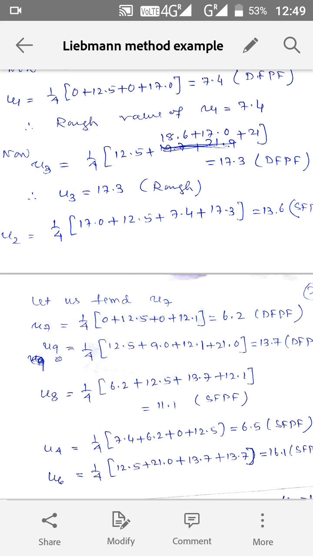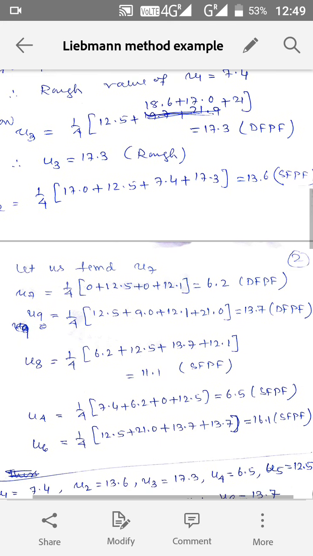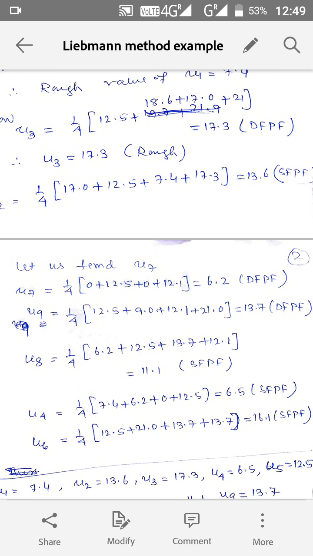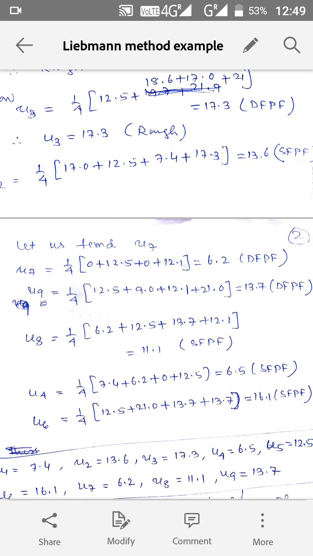Now in a similar manner, let us find u7 and u9. u7 and u9 can be calculated by using the diagonal 5-point formula, because u5 is known, and we will get u7 equal to 1/4 (0 + 12.5 + 0 + 12.1), and that is 6.2 by using the diagonal 5-point formula. And similarly u9 will be 1/4 (12.5 + 9 + 12.1 + 21.0), that is nothing but 13.7, that is also obtained from the diagonal 5-point formula.